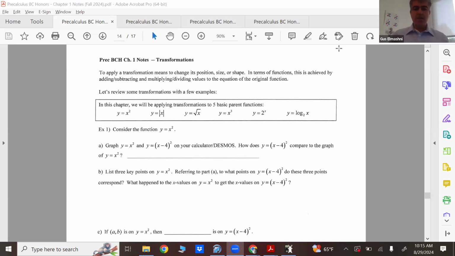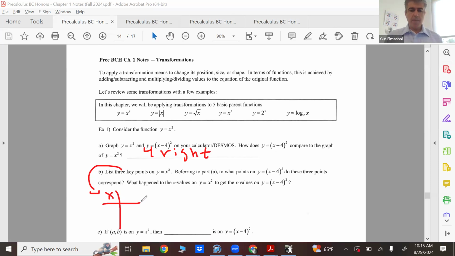So let's consider y equals x squared. When you do x minus 4, you guys should know what that does. What does that x minus 4 do? Goes 4 right, exactly. So let's take three key points on y equals x squared. I'll do 0, 0. I'll do 2, 4. And negative 2, 4.